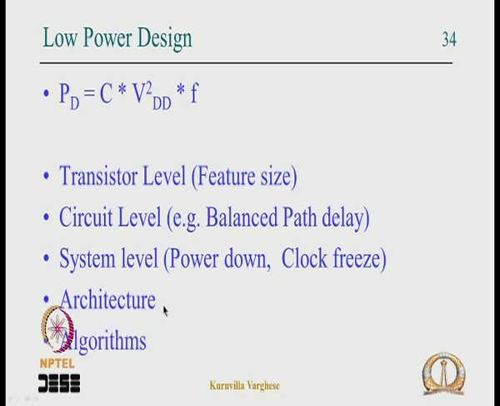When you choose the algorithm for some computation, you can choose an algorithm which reduces the power dissipation. Like, for multiplication, there are different algorithms you can use, and there may be algorithms which reduce the power dissipation, but they may be slow. But if our primary aim is to reduce the power dissipation, then you can choose an algorithm which reduces the power dissipation.